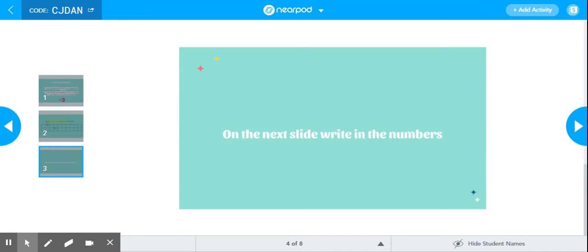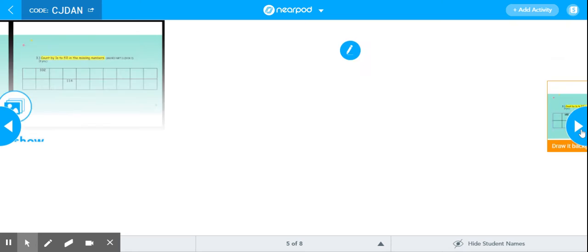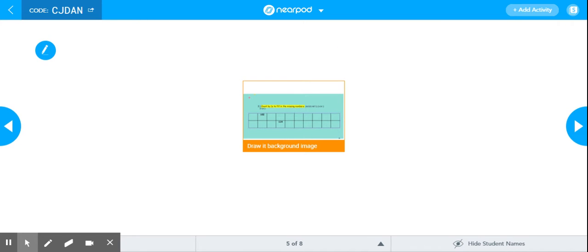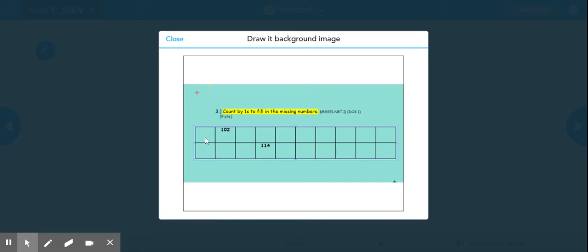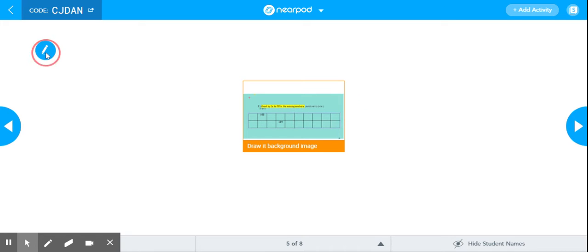So on the next slide in Nearpod, it will be a draw page, and that's where you will write your numbers in. And on the assessment, it will look just like this. The draw page will pop up. You will write your numbers in. Remember, when you're on the draw page, Nearpod gives you the option of how big or how small you want the pen size or the pencil size that you're going to write with.